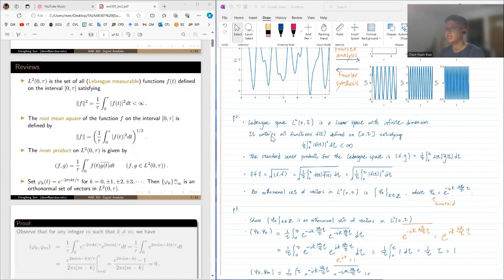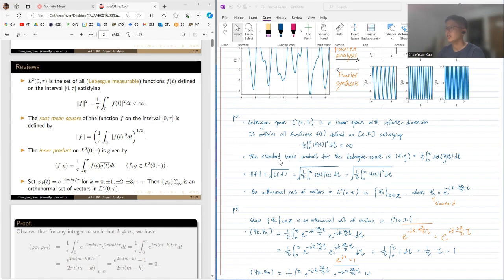The Lebesgue space. The Lebesgue space L squared 0 to tau is a linear space with infinite dimension, and it contains all functions f of t defined on the interval from 0 to tau, which satisfy this inequality here. This inequality says the total power of the function f of t has to be finite within this interval from 0 to tau.